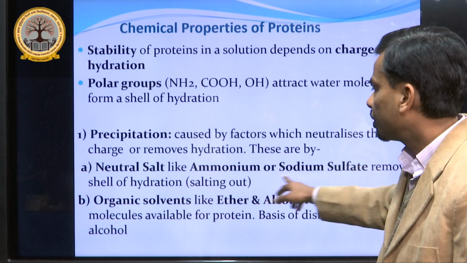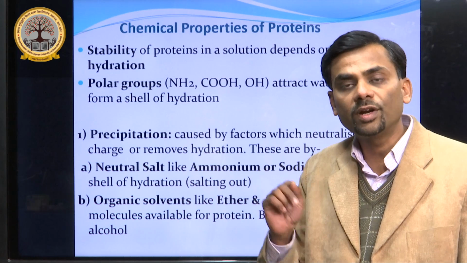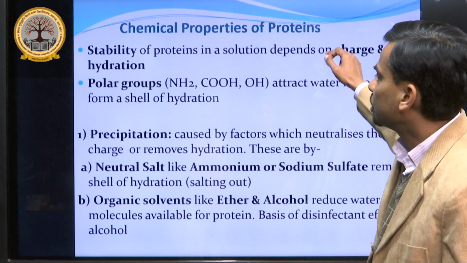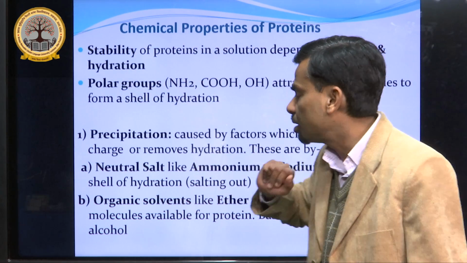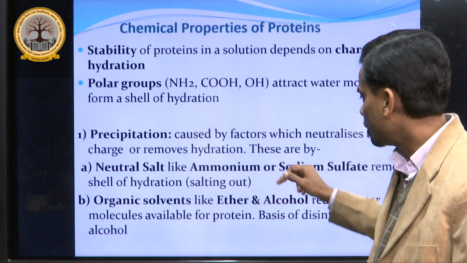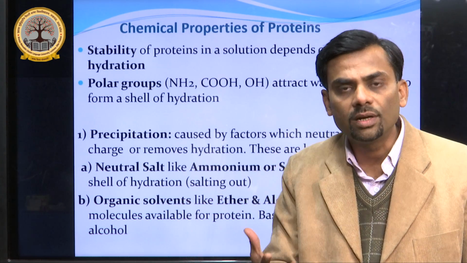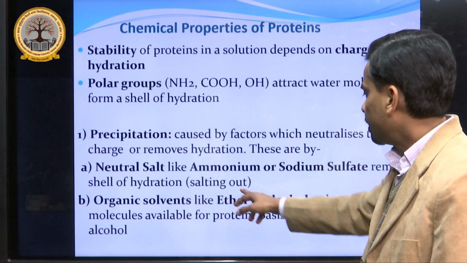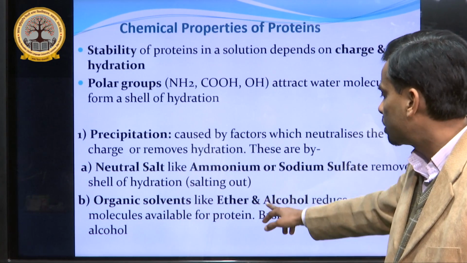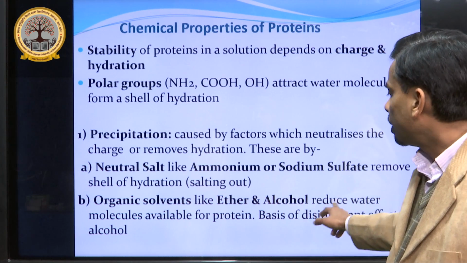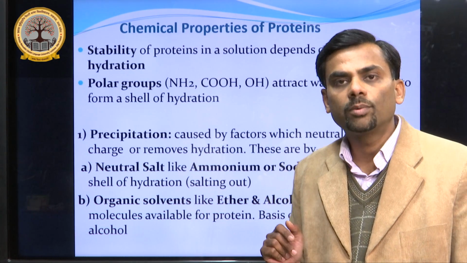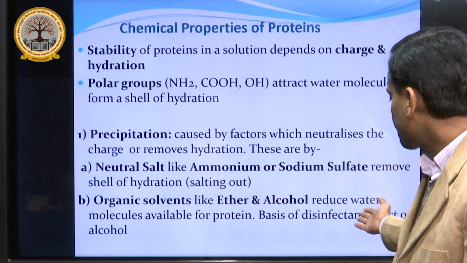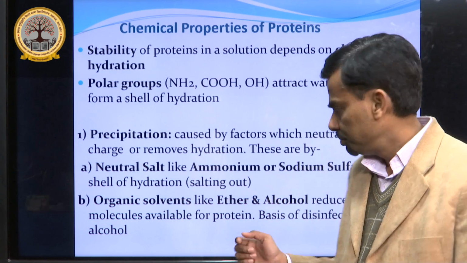Ammonium or sodium sulfate removes the shell of hydration. Different factors cause different modifications: one factor for disrupting the charge, another factor for disrupting the hydration. So ammonium or sodium salts remove the shell of hydration that is formed by the polar groups of amino acids. Another factor is organic solvents like ether and alcohol. They reduce the water molecules available for protein. They again disrupt the shell of hydration, and this is the basis of the disinfectant effect of alcohol.